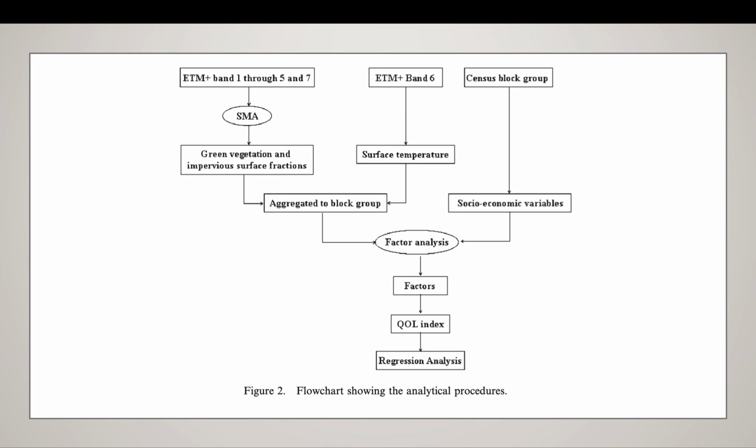And on the other side, from the census data, we get the census block group, and we get the socio-economic variables. Now on the left, we have the aggregate block group, and on the right, we have the socio-economic variables. When we join them together, we can create a factor analysis. With this factor analysis, we can get correlations like we saw on the previous graph, and from those correlations we can create factors, and from those factors we can create a quality of life index, and from that index we can create a distribution and a regression analysis.